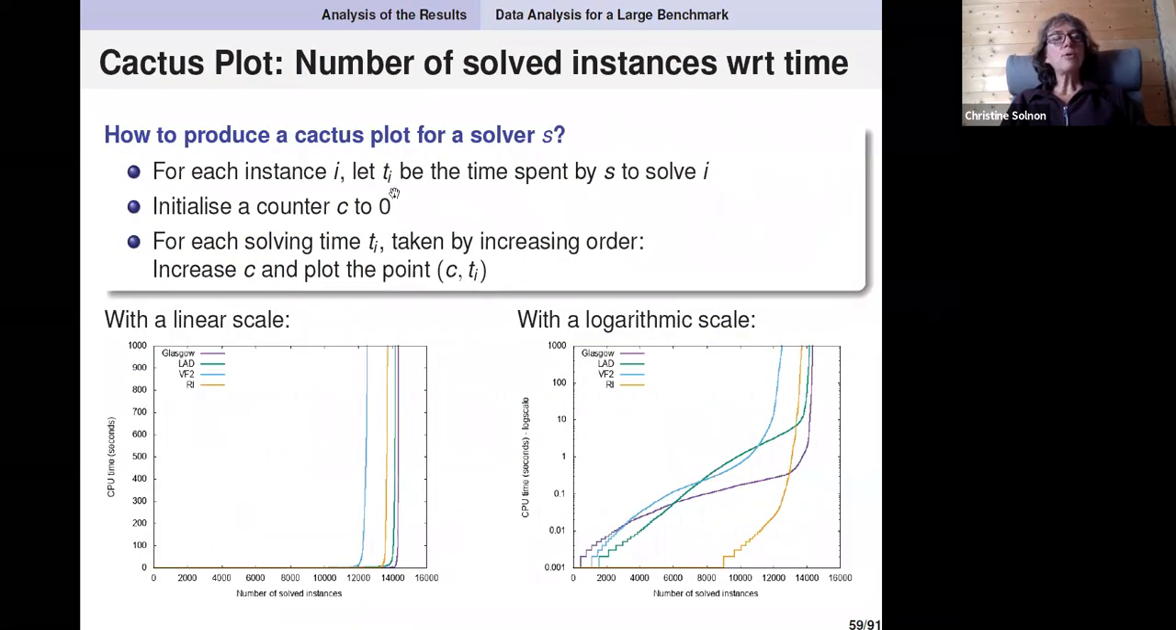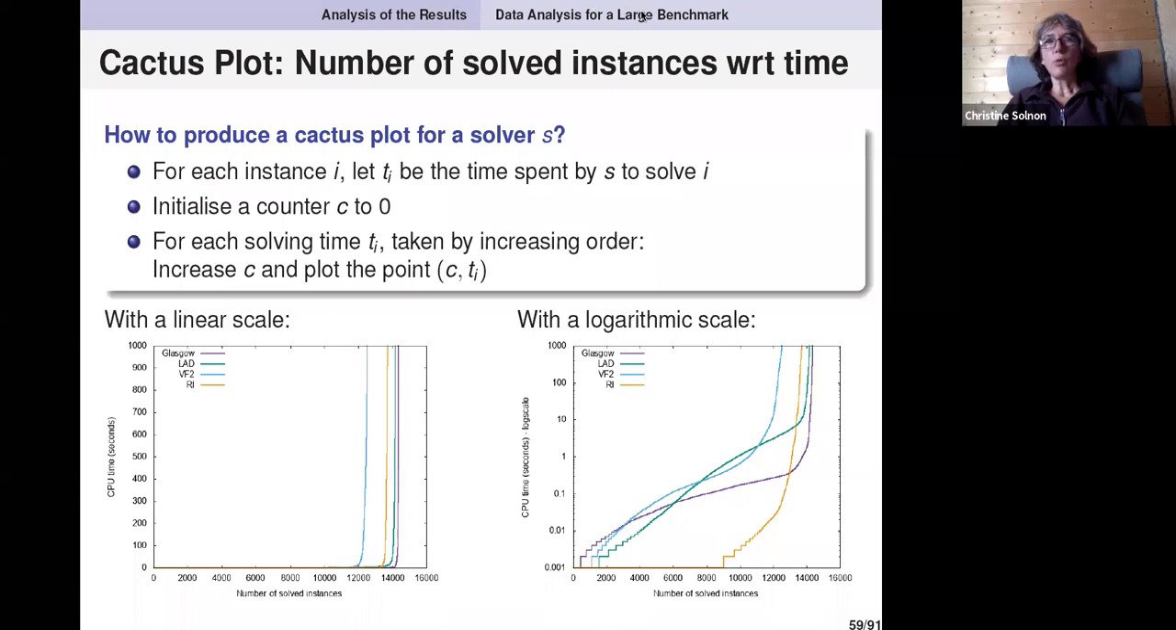The classical way to do this is to plot what we call the cactus plot, which is the evolution of the number of solved instances with respect to time. Here is how to produce a cactus plot. I'm not going to explain the algorithm, just have a look at the result. On the left, it is with a linear scale, and on the right, it is with a logarithmic scale. On the x-axis, I have the number of solved instances, and on the y-axis, I have the CPU time.